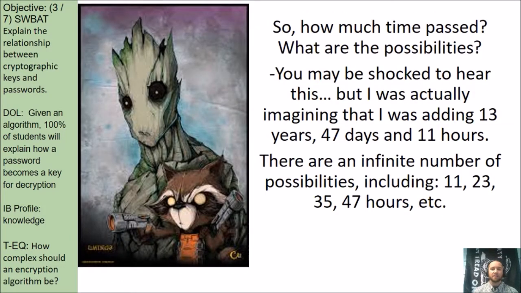So how much time has passed? What are the possibilities? You may be shocked to hear this, but I was imagining that I was adding 13 years, 47 days, and 11 hours to the clock. You see right there where it says 11 hours? That essentially means that as long as I am adding some sort of time and 11 hours is the number of hours I'm adding, the clock will forever read 3. No matter how many years or days have passed, as long as it's taking in 11 hours somehow.